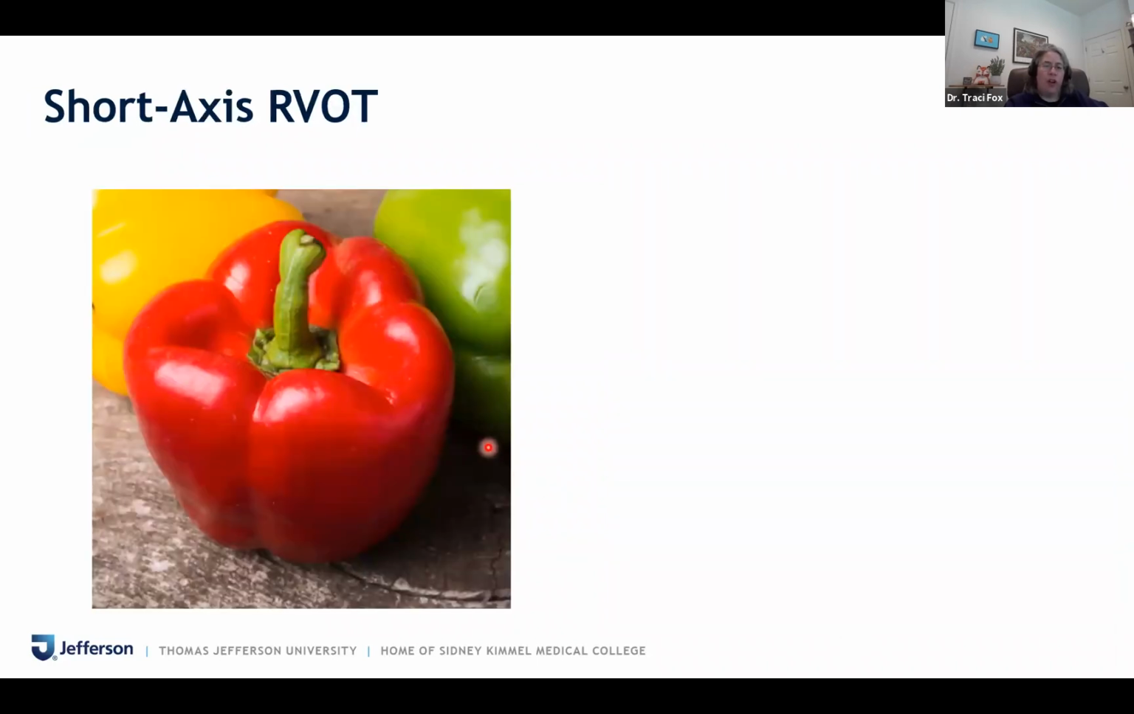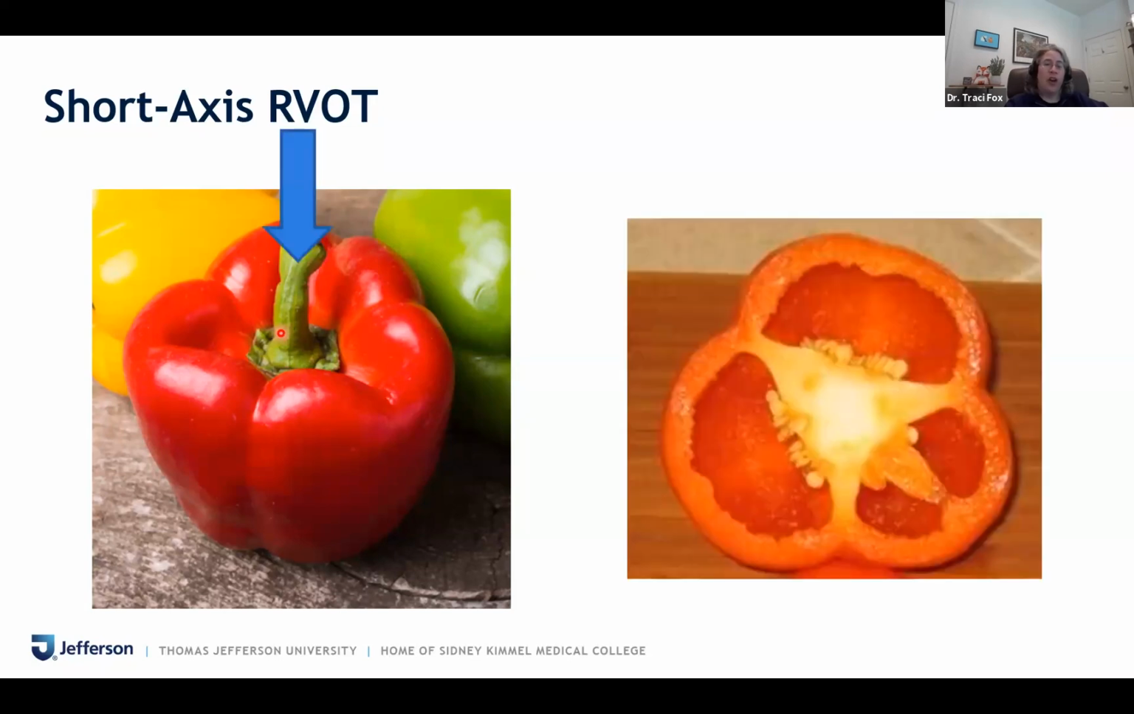So I don't have a heart with a pen in it, but I have a bell pepper. And so whenever I describe this to my students, I ask them, first of all, if they've ever heard of a bell pepper, and they say yes. And so I say, okay, you know that stem coming out of the middle? And they say yes. I say, that's the aorta. And so the aorta should always be in the center. And if I cut open the pepper, the aorta would be right here. And then here's the right heart structures wrapping around it.